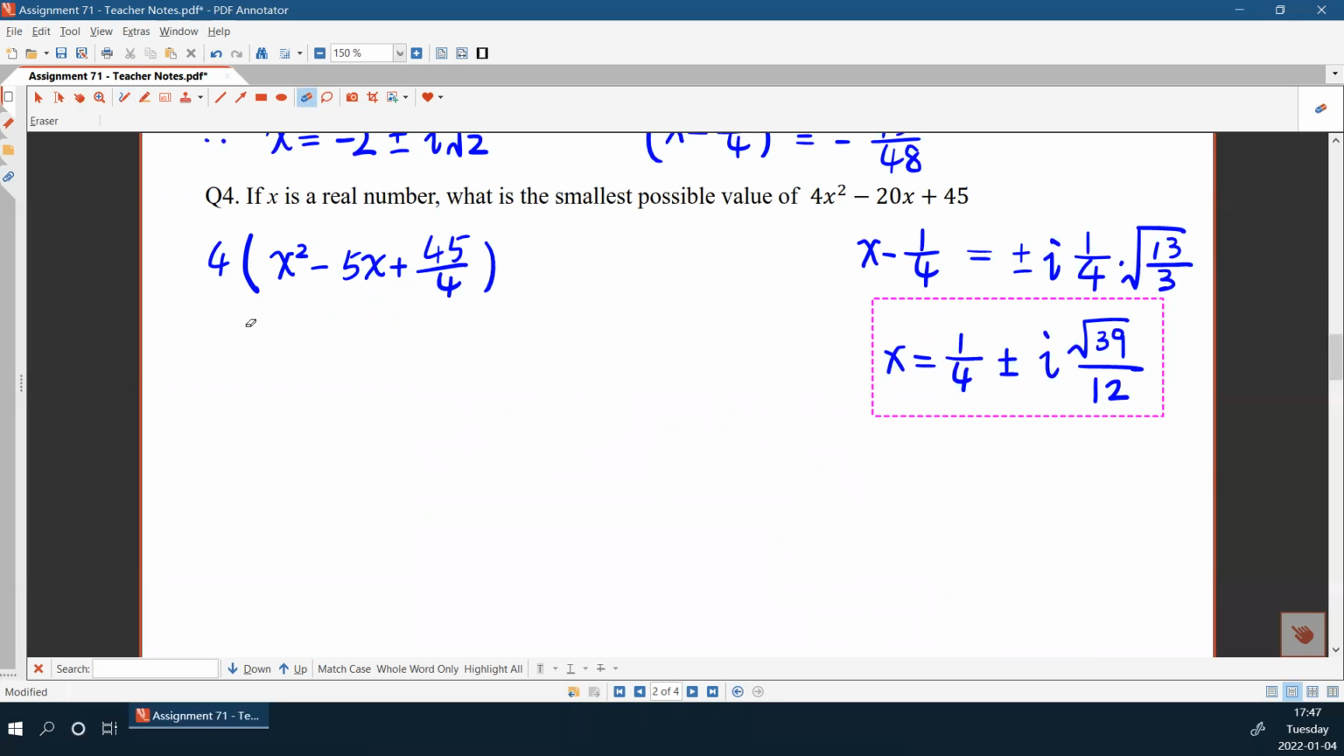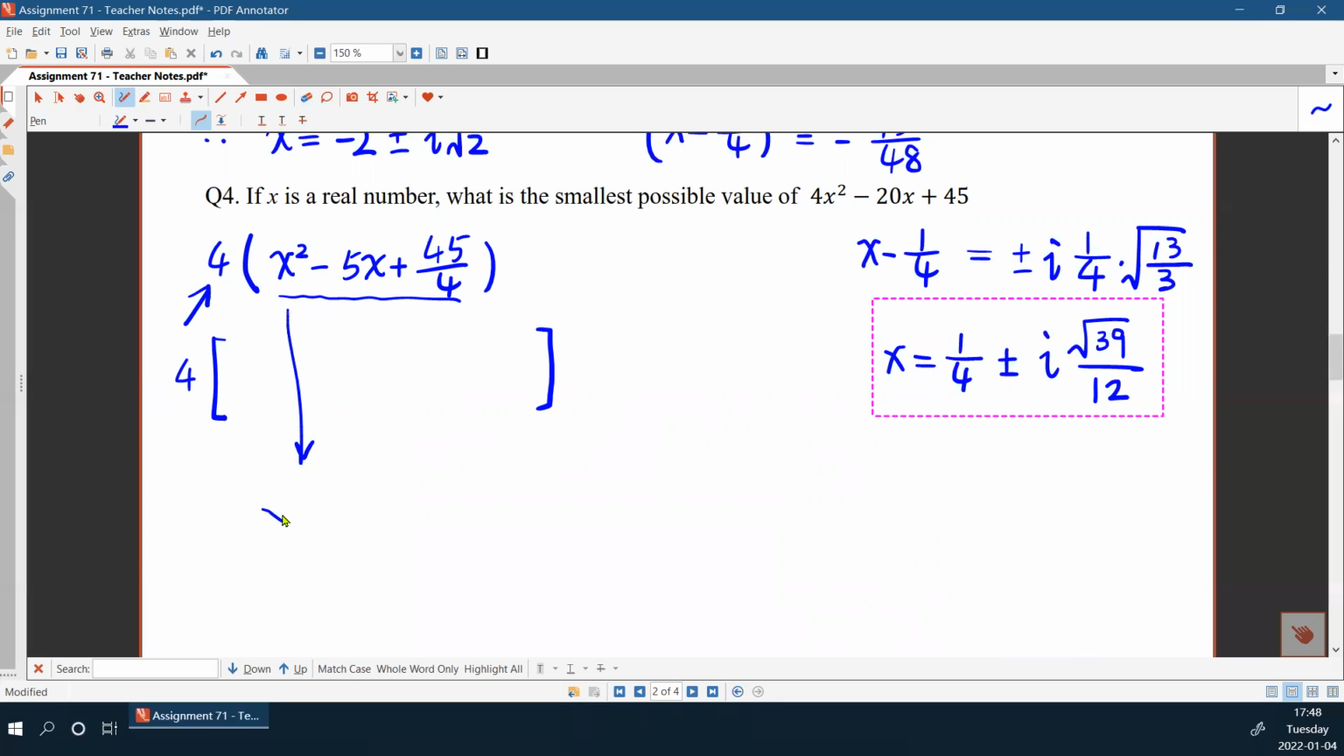If you want to convert the leading coefficient to 1, do not forget to put a 4 outside the brackets. You understand? Okay, so your 4 is always there. Then you can do something in the brackets. Apparently, this can be rewritten as a binomial squared, right?